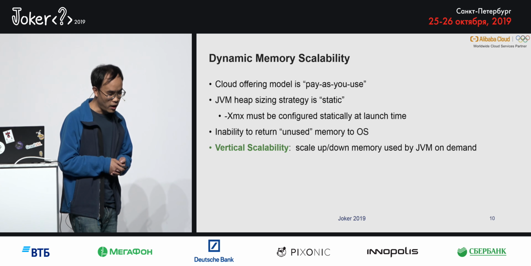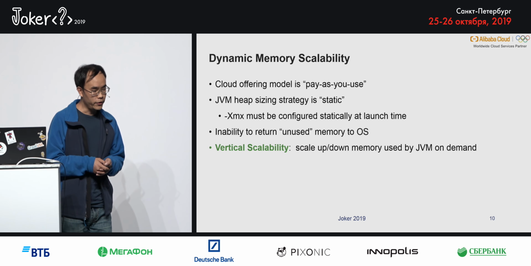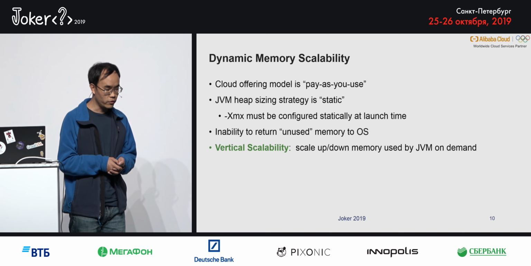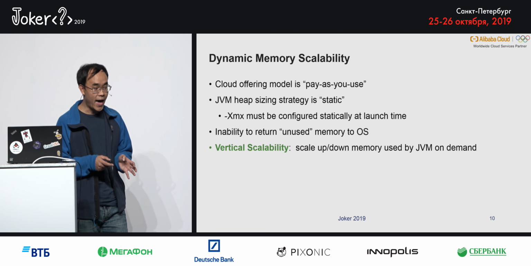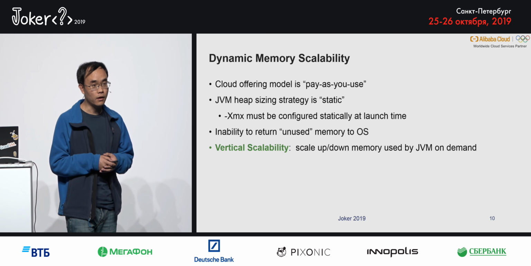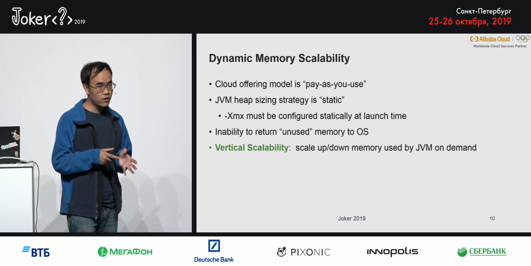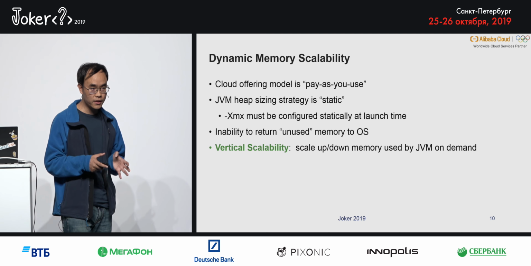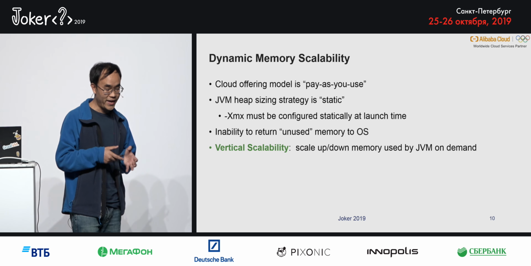So let's talk about the cloud offering model. You can say the cloud offering model is a pay-as-you-use model instead of the traditional pay-as-you-go model. The problem here is for JVM, the lack of vertical scalability completely prevents the benefits of the pay-as-you-use model.